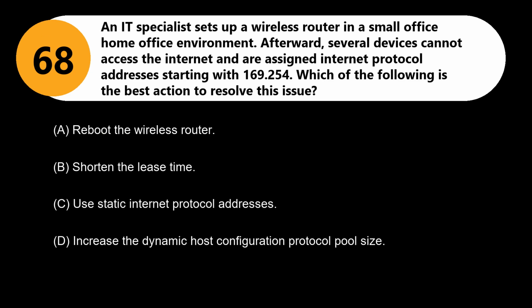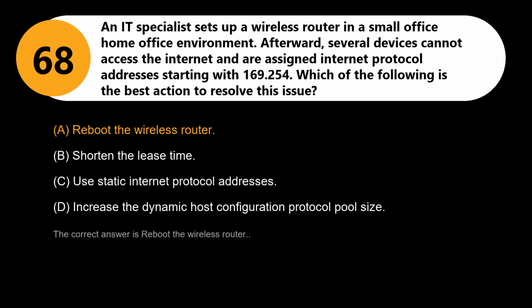Question 68. An IT specialist sets up a wireless router in a small home office environment. Afterward, several devices cannot access the internet and are assigned internet protocol addresses starting with 169.254. Which of the following is the best action to resolve this issue? Option A, reboot the wireless router. Option B, shorten the lease time. Option C, use static internet protocol addresses. Option D, increase the dynamic host configuration protocol pool size. The correct answer is option A, reboot the wireless router.